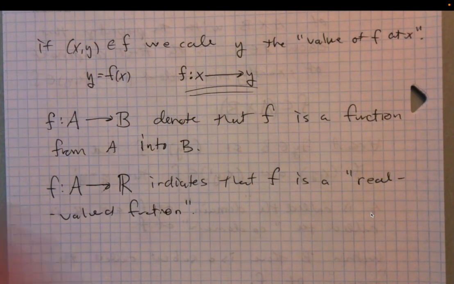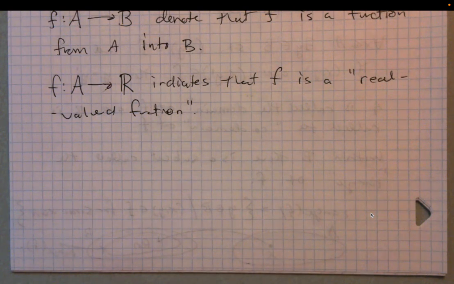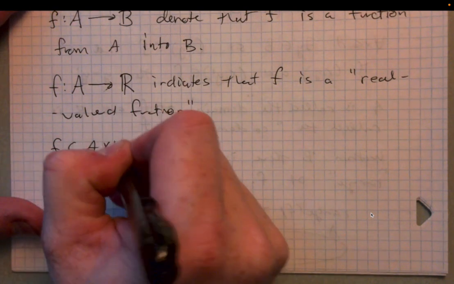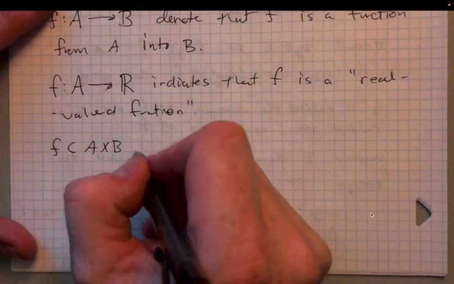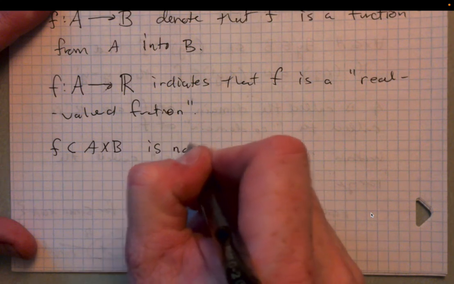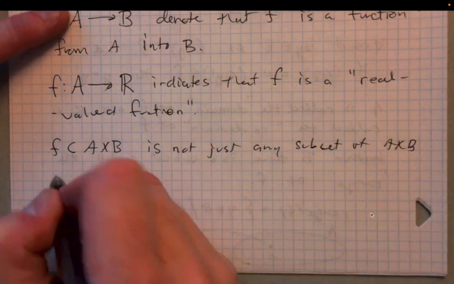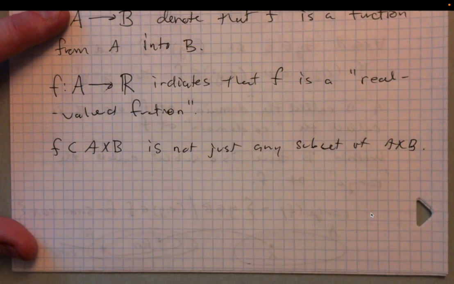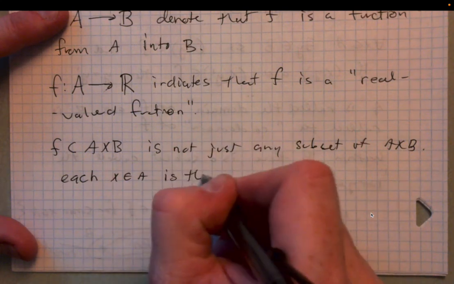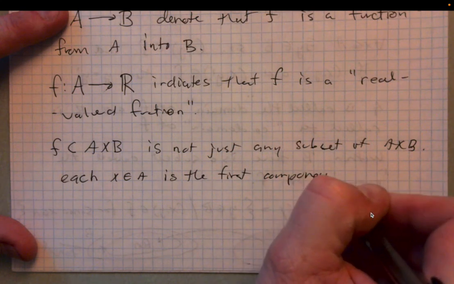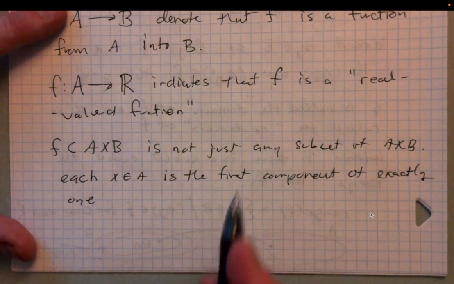Okay. Now, one of the most important things about the definition is this: we have to be very careful that while we say that f is a subset of A cross B, it's important to note that f is not just any subset of A cross B. The key phrase here is that each x in A is the first component of exactly one ordered pair.